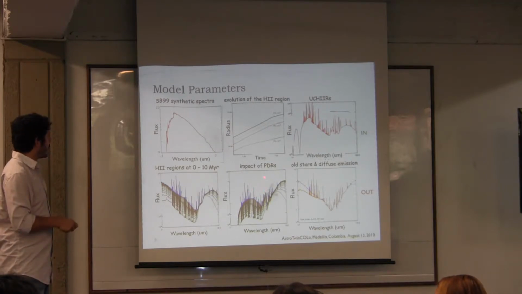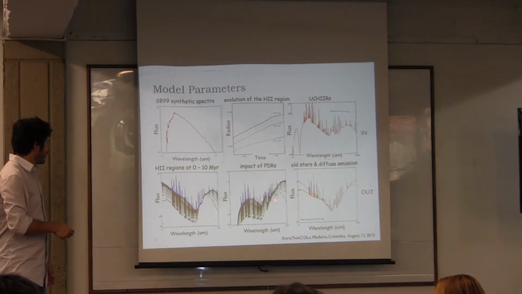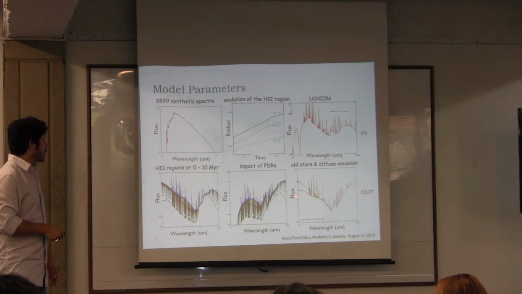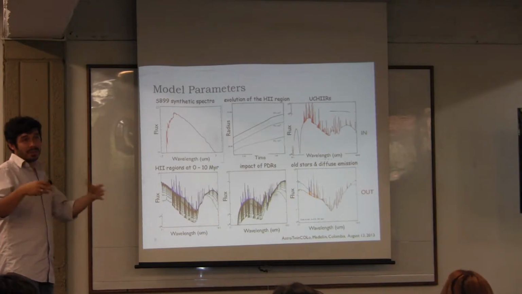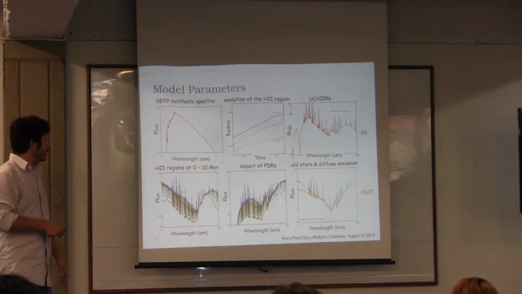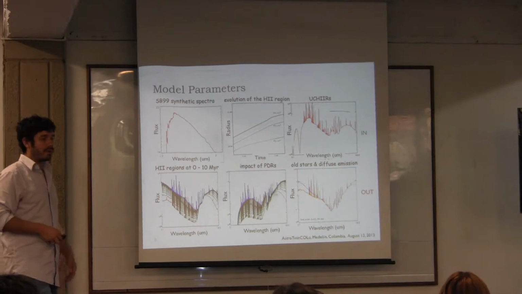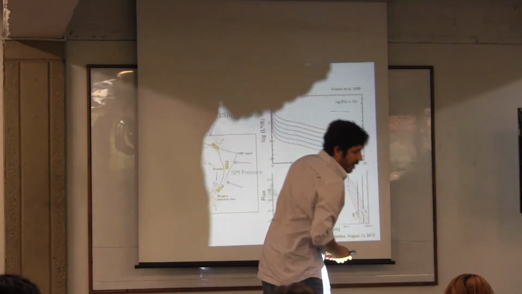And then you also have, depending on how much PDR material you have covering the H II regions, you also can calculate the impact of that in your SED. As well as the contribution not only from the very, very young stars, but also stars that are less massive and older, which can also contribute to the heating of the dust. And so you also include a component for that population of older stars. And so what do we have?